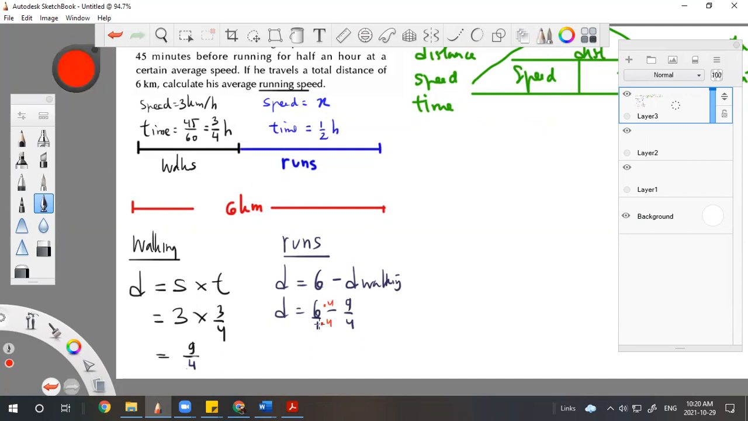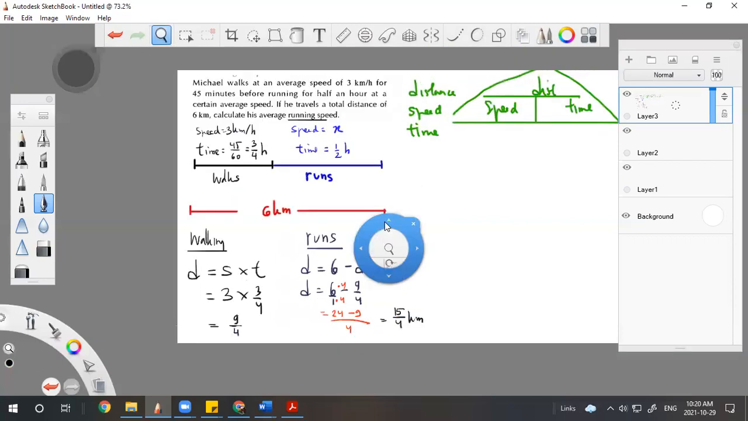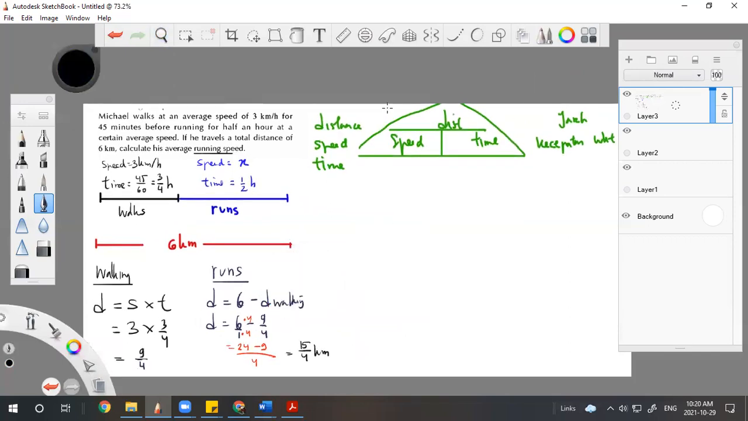Times 4 times 4. So 24 over 4 minus 9. So the running distance will be 15 over 4 kilometer. And that's not the question, guys. The question is asking you for the running speed.